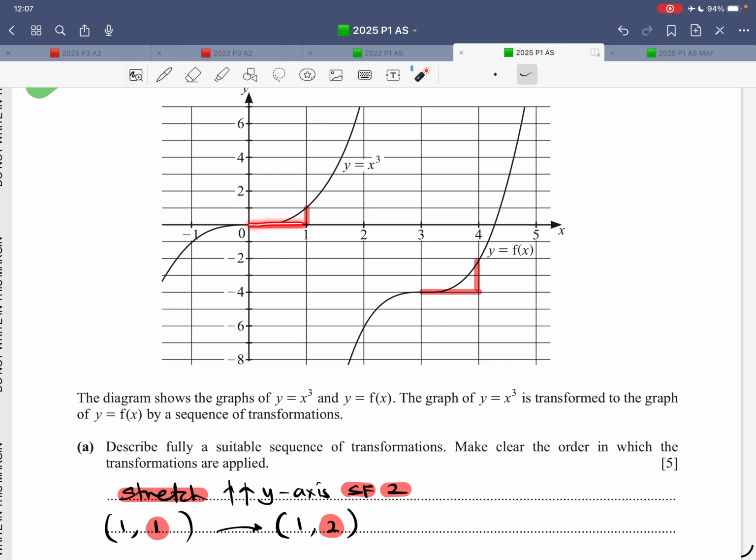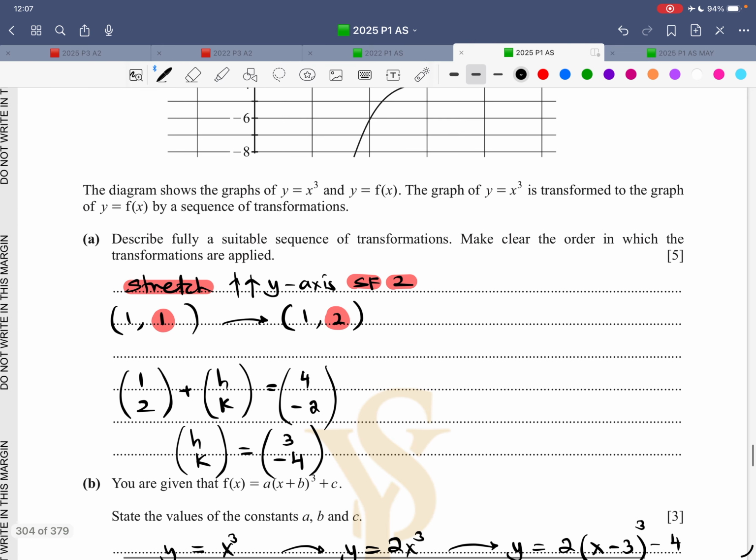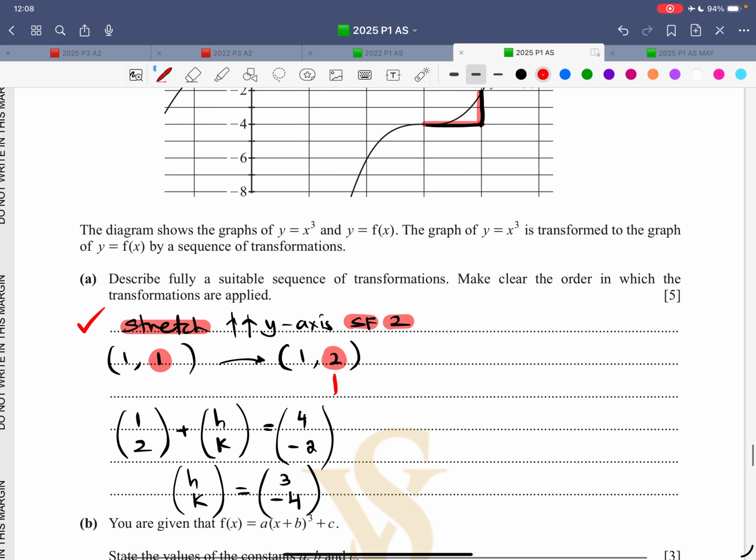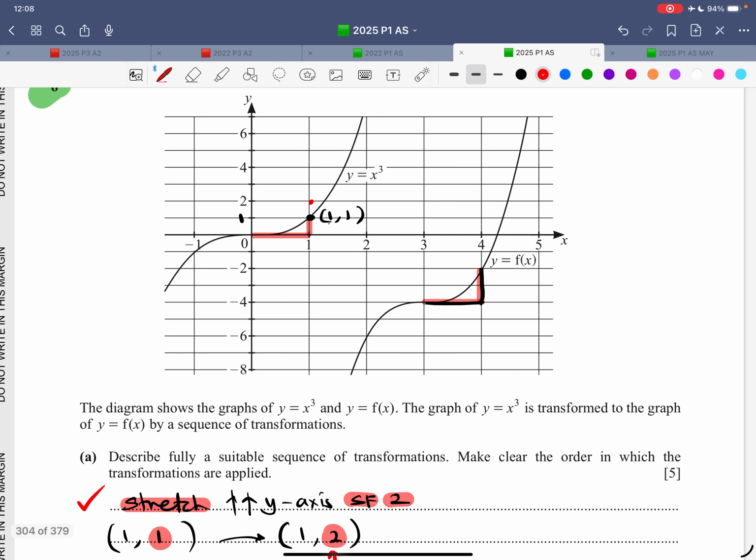Now, look over here. There is a change of 1 unit over here. So, technically, this point is (1, 1). Now, over here, if there is a change of 1 unit, now the change is of 2 units. So, from here, the very first thing that I observe is that, yes, there is a stretch, parallel to the y-axis, scale factor 2. Therefore, if I take the point (1, 1), the y coordinate will be multiplied by 2, so (1, 1) will become (1, 2).